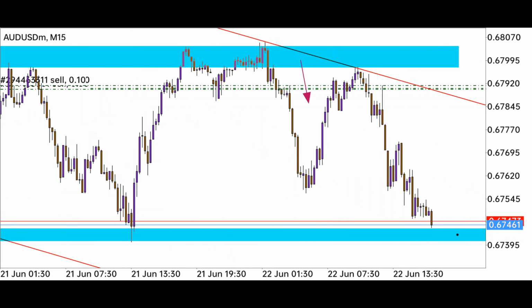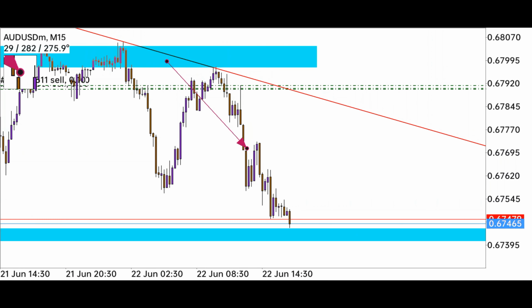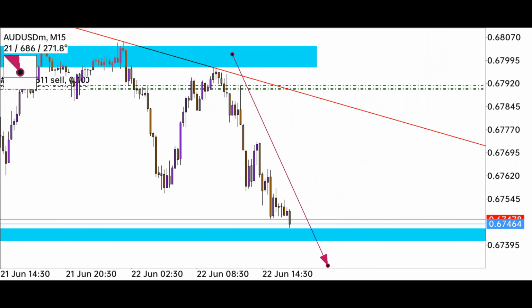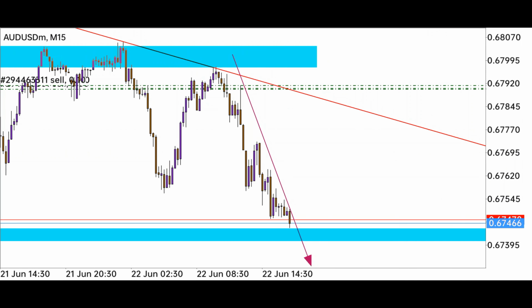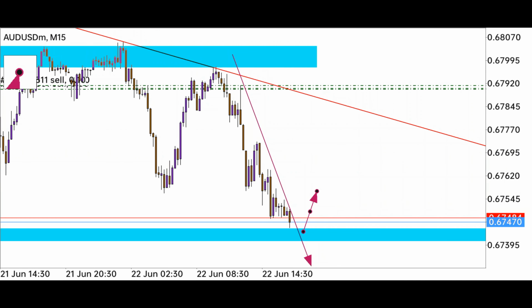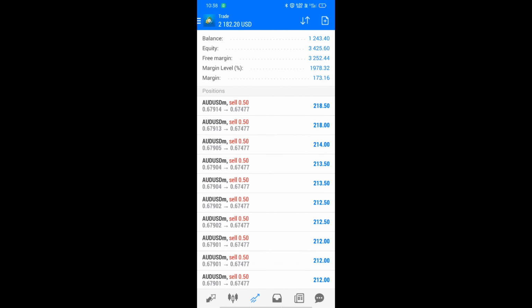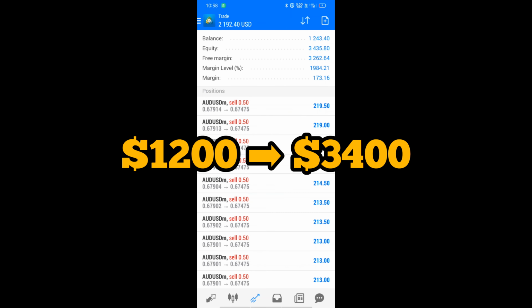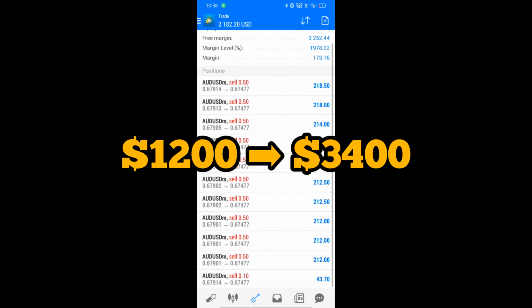Now two conditions are being created here, in which the market can break it and go down. The first condition has less chance, because the market has already given a good move. In the second condition, the market can go up by taking support from here, whose chance is high. Now let's close the trade. Guys, our profit is running above $2,000. We increased our account from $1,200 to $3,400, which is a good return.